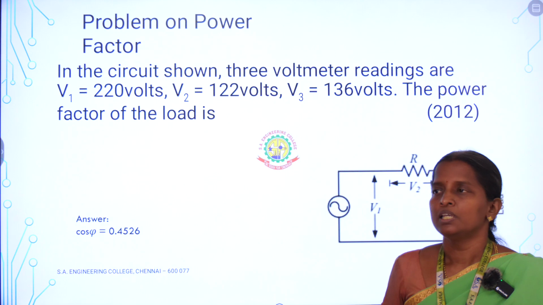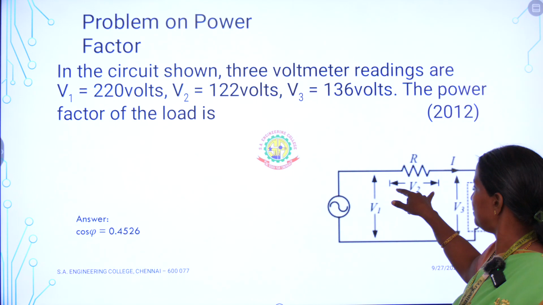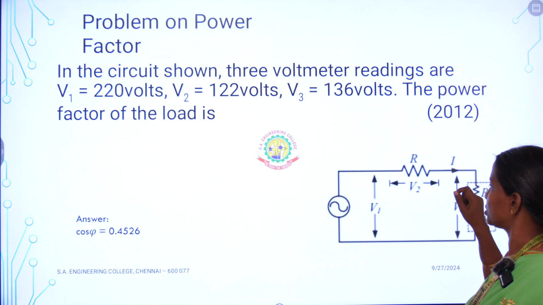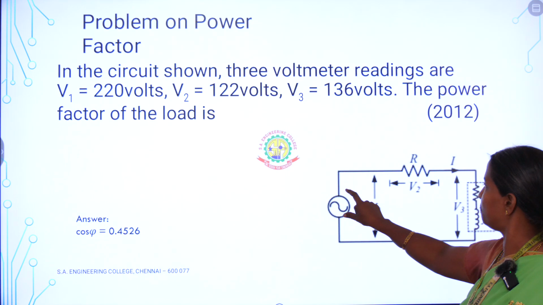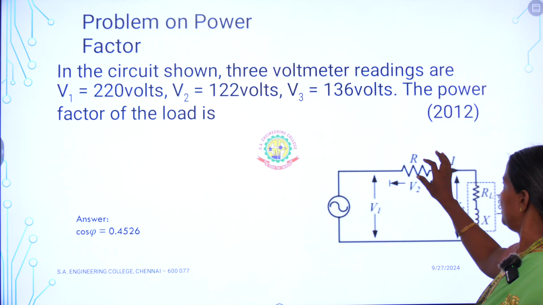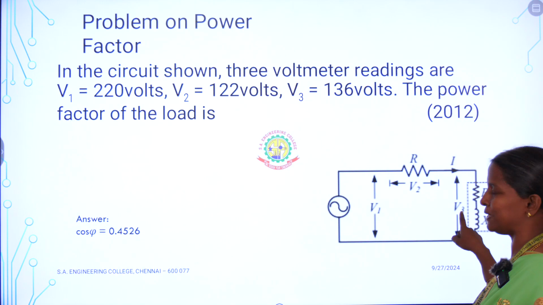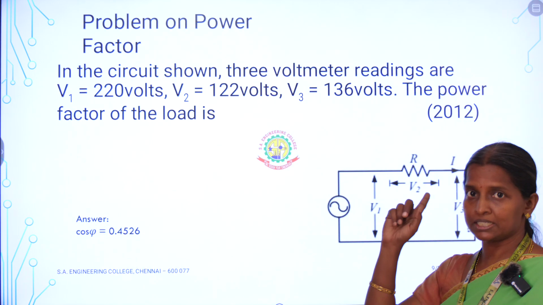This is the total voltage applied. V1 will be supplied to V2 and also V3. This is only the RL component. These two are passive components. The source only supplies the energy to the passive components. So your V1 is equal to V2 plus V3, but it is not a direct addition.